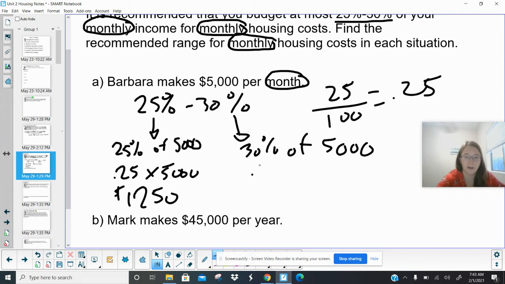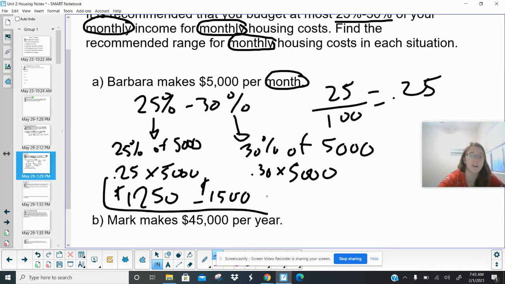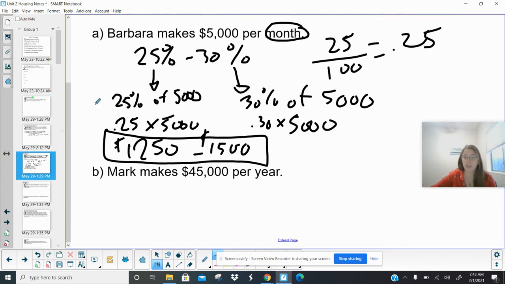Okay, so this is 0.30 times 5,000. You have to know how I got that 0.30. Do it in your calculator if you're not sure. But I divided by 100. So this is 1,500. So this is our answer. Because it says find the range, a range is from this number to this number. So she can be looking for housing within that range. She can go cheaper, of course, but if she goes higher, again, the budget's not going to be great.